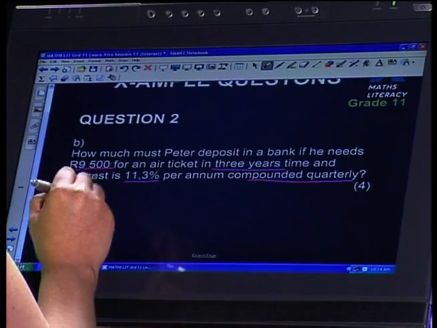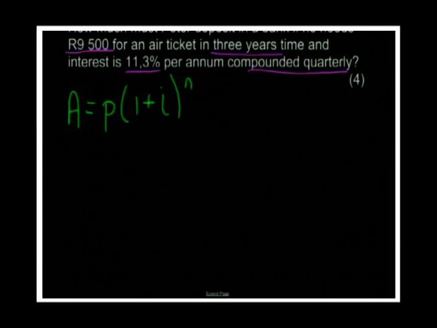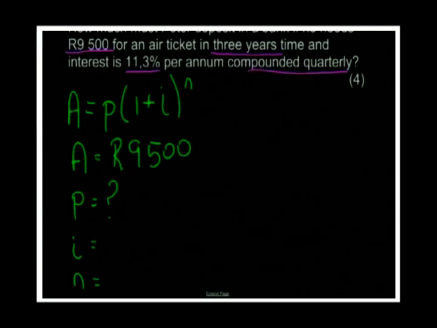So again, I've got compound interest. So write out the formula and then fill in all the values that I know. So I've got A, P, I, and N. So we're looking for, he needs 9,500. We're looking for how much he needs to invest now. So my principal amount is my question mark. We've got our interest rate was 11.3%.